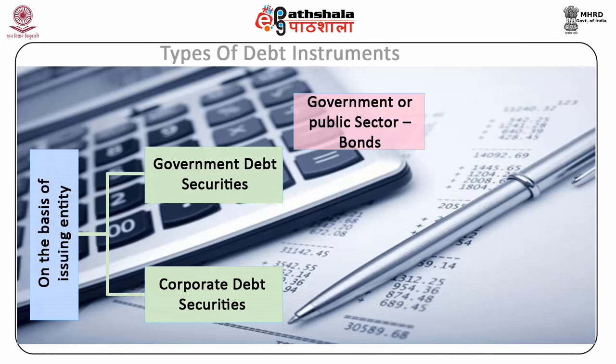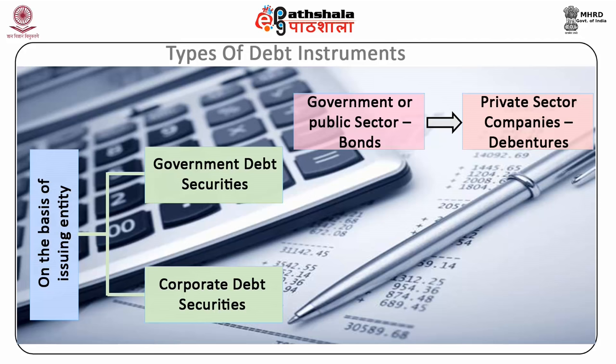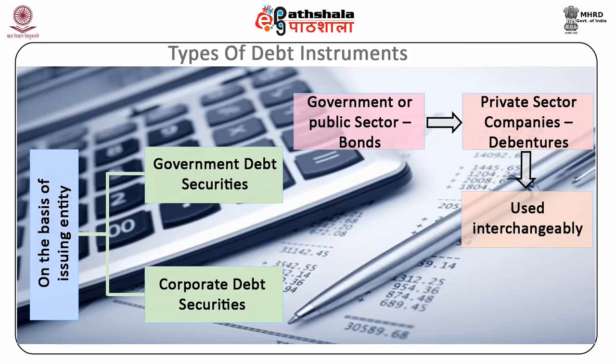Government and corporate debt securities. In India, when the debt securities are issued by the government or public sector undertakings, they are called bonds, while the debt instruments issued by private sector companies are called debentures. This is the only difference of terminology. Both have similar features. Therefore, bonds and debentures are used interchangeably.